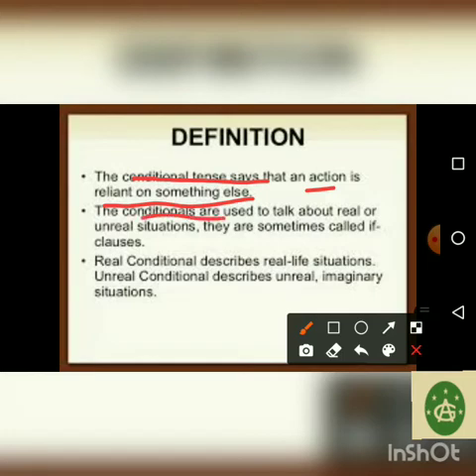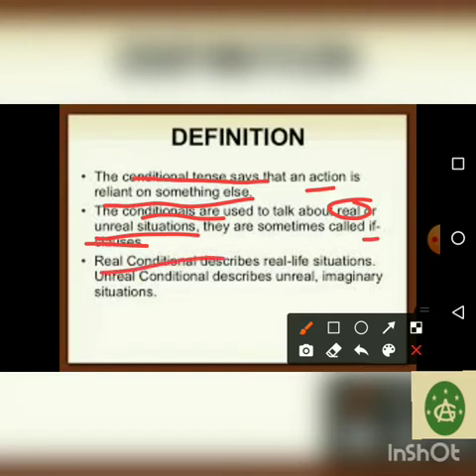The conditionals are used to talk about real or unreal situations. Situations may be real situations that you are talking about, or they may be unreal imaginary situations. They are also called if clauses. If clauses means the word if must be there.